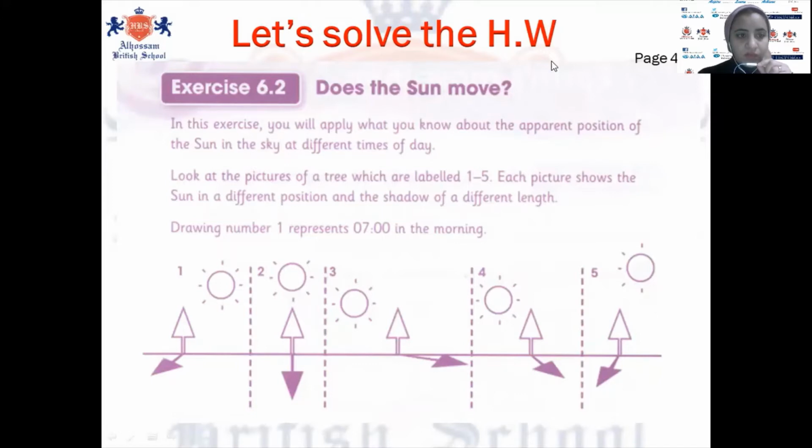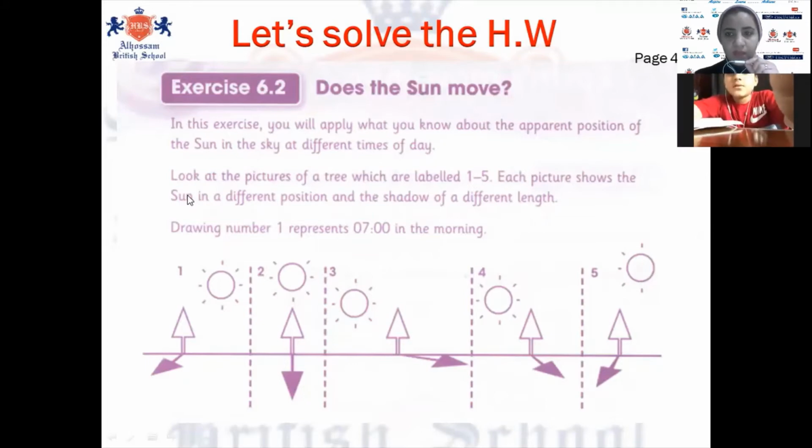Guys, raise your hand if you want to solve. Okay, Ahmed Shams, open your cam. Okay, does the sun move? Read the question. No. It doesn't move. Okay, excellent. Read the question.